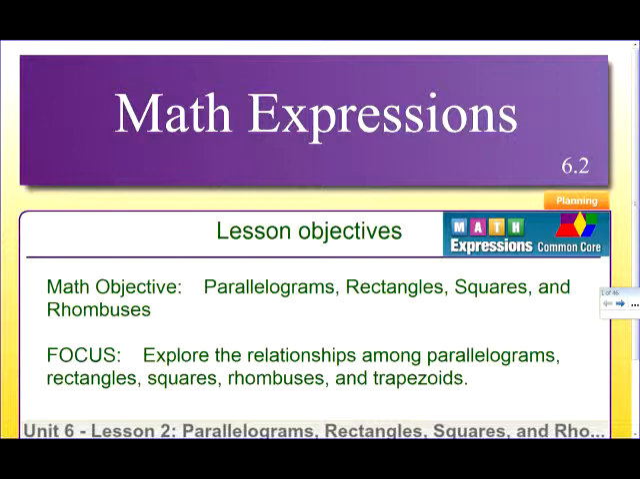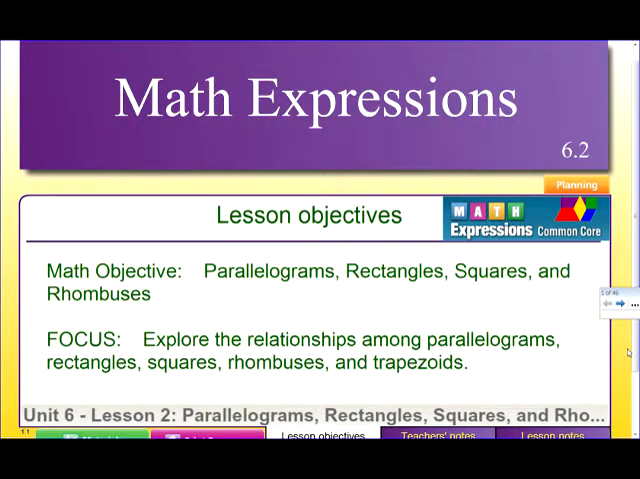As this is a new chapter, we are looking at Math Expressions Unit 6. And this lesson is Unit 6-2. We're going to be looking at parallelograms, rectangles, squares, and rhombuses. Our focus today will be to explore the relationships among parallelograms, rectangles, squares, rhombuses, and trapezoids. So we'll be learning about shapes.